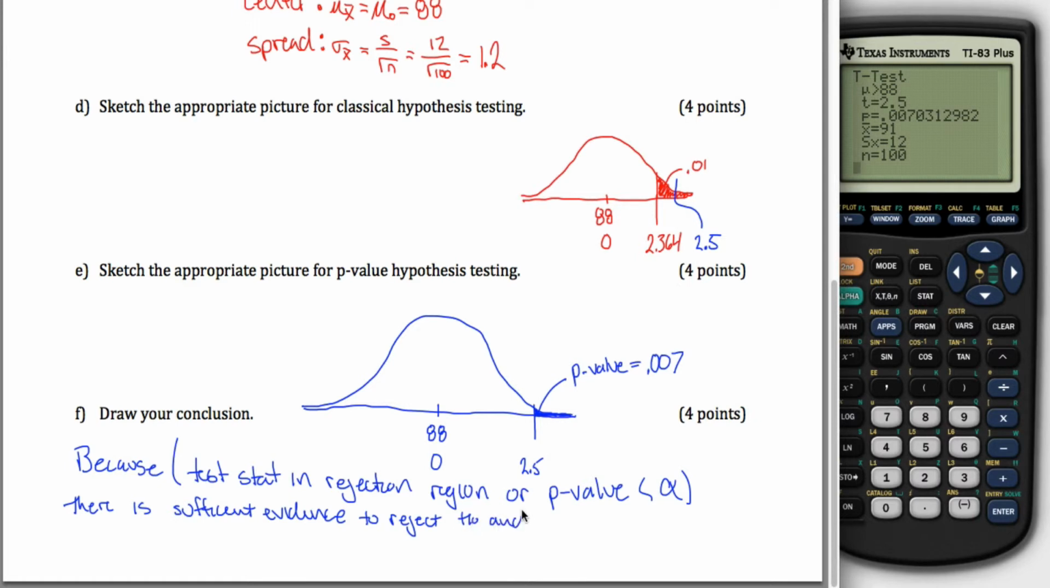and conclude that my drug increases fastball velocity. It's supposed to say increases.